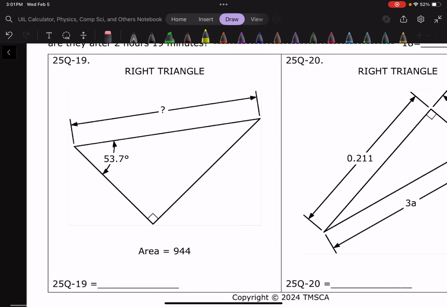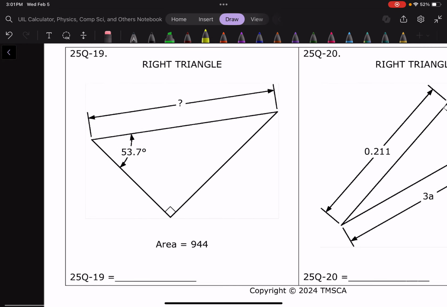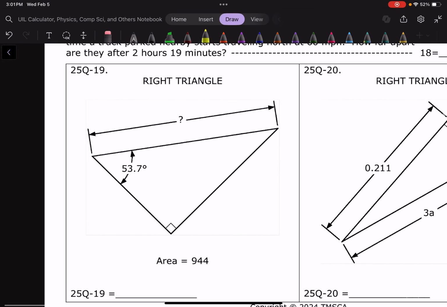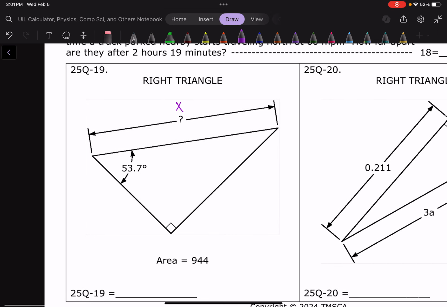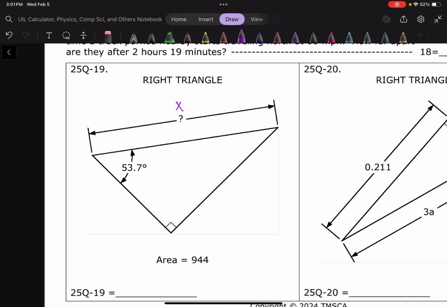Let's go ahead and take a look at number 19. Number 19 is a very popular question. It shows up a lot, especially as the difficulty starts to ramp up. The important thing here is that if they give us the hypotenuse with a right triangle and this angle here, this side is opposite. So this is x sine of 53.7. Now, I don't know if you guys know this, but 53.7 is a very special angle. Turns out that this is a 3, 4, 5 triangle.